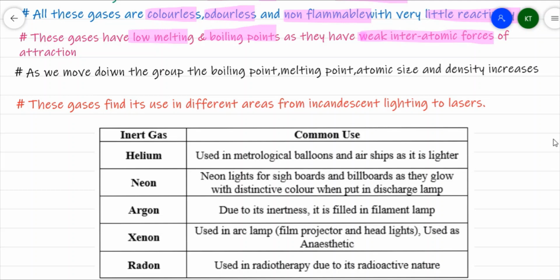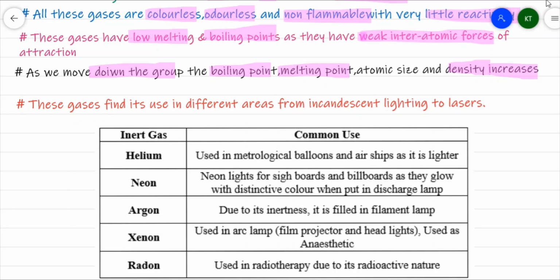As we move down the group, that means from top to bottom, the atomic size increases. With that, the boiling point and melting point also increase, and density also shows an increasing trend. So as we move from top to bottom, with an increase in atomic size, the melting point, boiling point, and density generally show an increase.